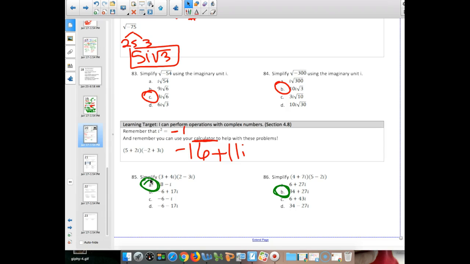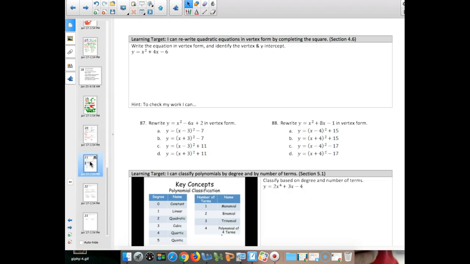We have one last thing to talk about. It's probably the trickiest thing I taught you in Chapter 4. This is when we are writing our equations in vertex form by completing the square. Okay, so this is probably the hardest thing I taught you in Chapter 4. So when we write this in vertex form, we are trying to get our equation to look like this.